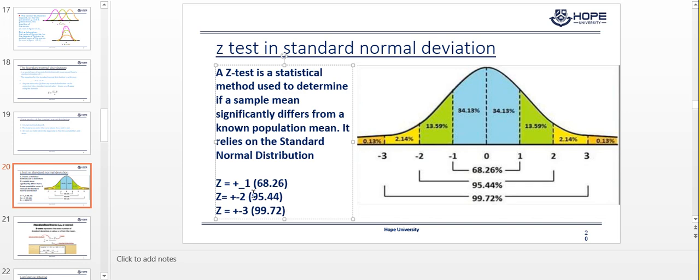If we need 95%, we go back and say our z-score should be 1.96. This number, our z-score will equal plus and minus 1.96. That stands for 95%.